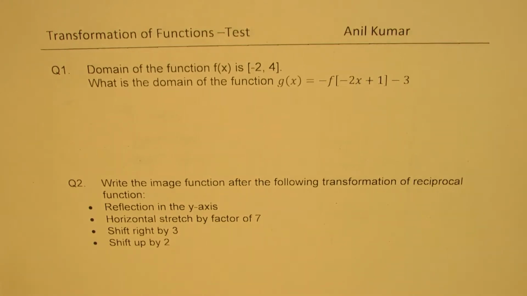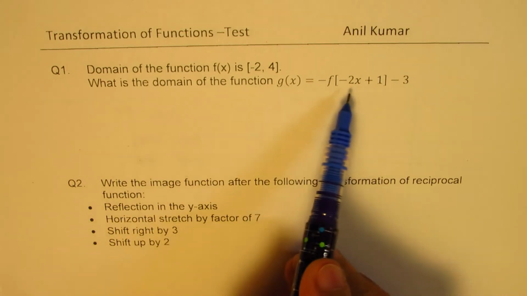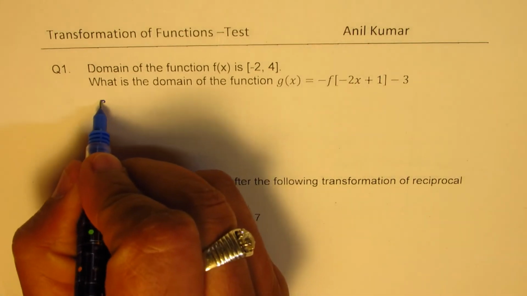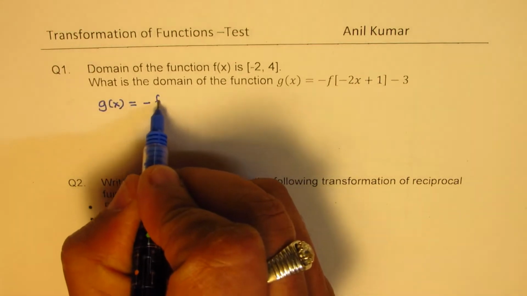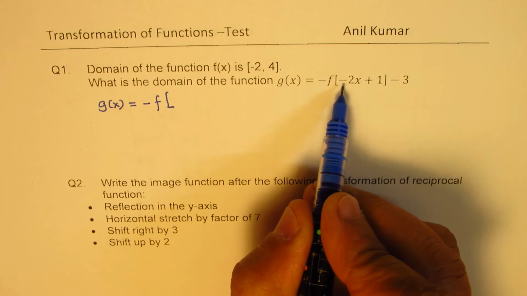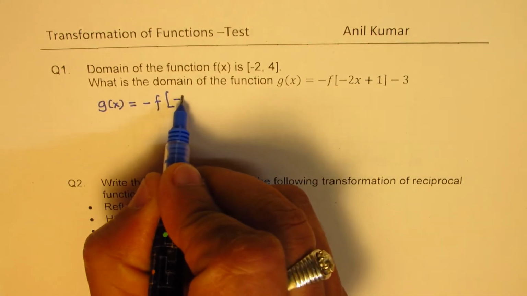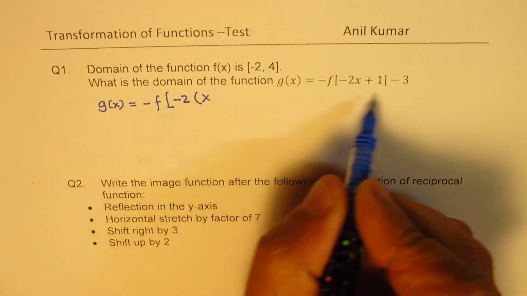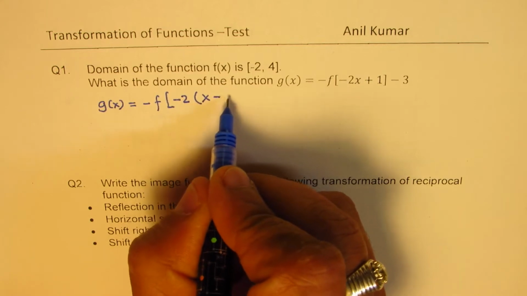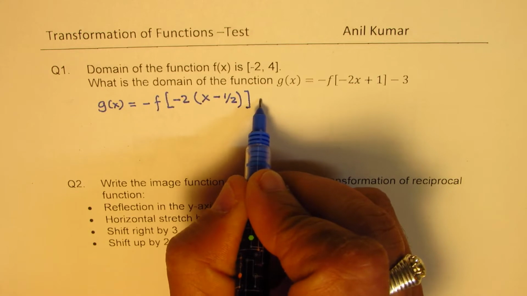The first question here is that the domain of a function f is from -2 to 4, both included. What is the domain of g of x, where we are given that g of x is equal to minus f of (2 minus 2x) minus 3? So when you are given a function like this, you should always factor the coefficient of x, which in this case is minus 2. So it becomes x minus half, right? And then we have minus 3.